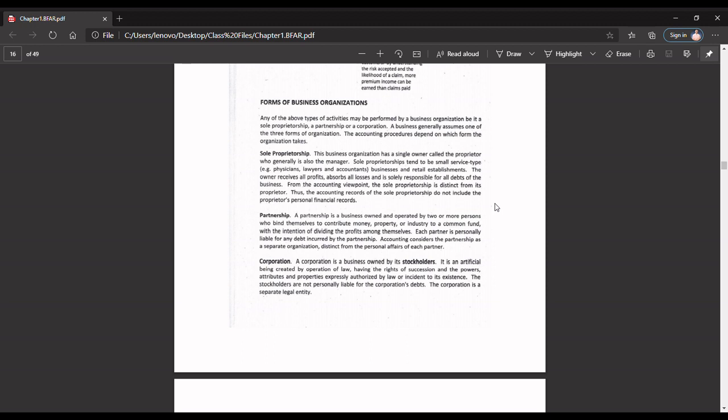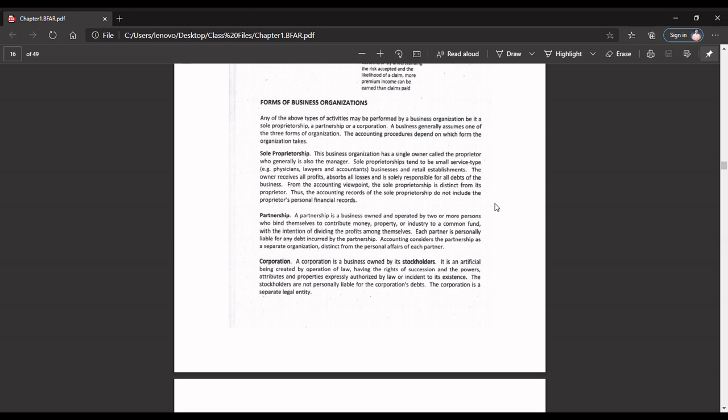Next, we have the corporation. Corporation is a business owned by its stockholders. It's an artificial being created by operation of law, having the rights of succession and the powers, attributes, and properties expressly authorized by law or incident to its existence.